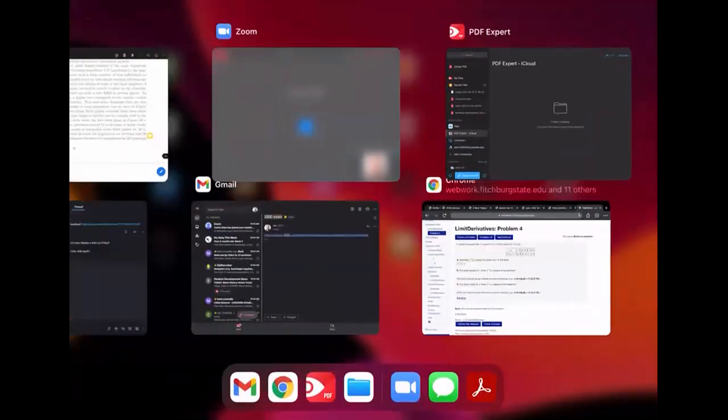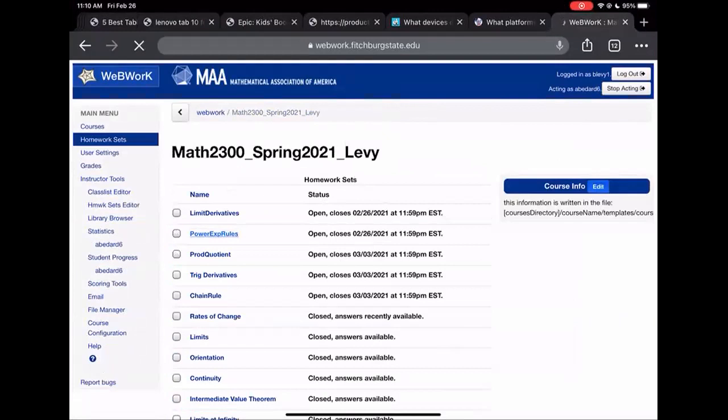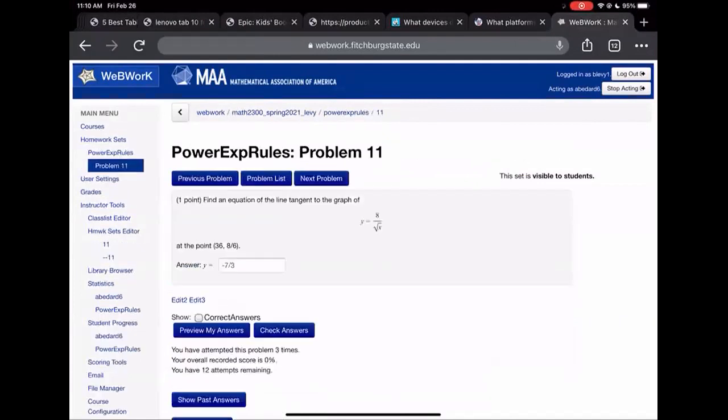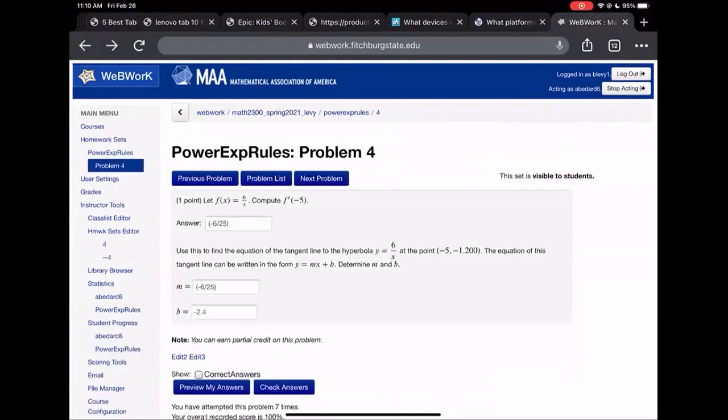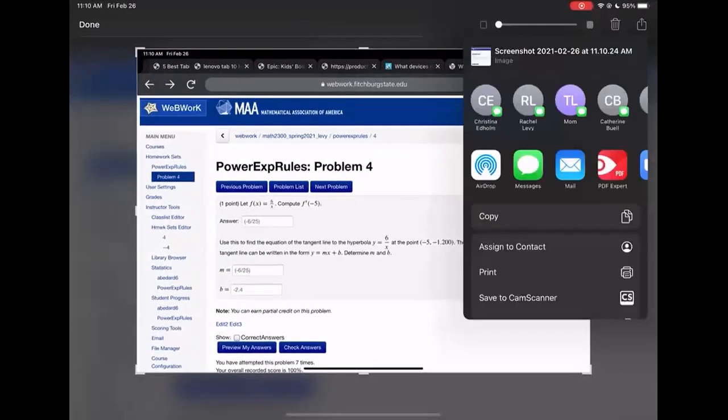Other homework questions? I'll try to get that one into the homework folder after class. Other things you want to talk about? For the power exponent rules, like 4 and 11, those are the ones I couldn't figure out. Let's see, so 4 looks like that, 11. Yeah, so they're both similar problems, I would say. We can just look at one of them. Oh, I'll just do this first, is that helpful?